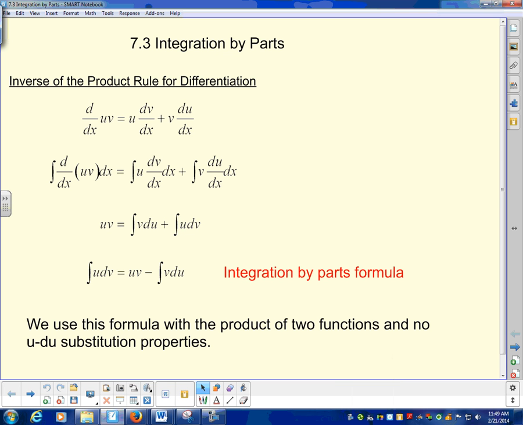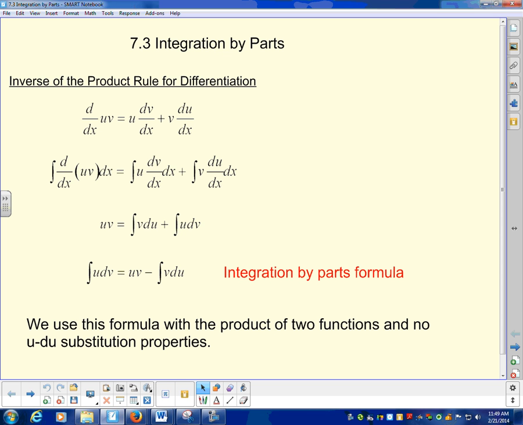Okay, so integration by parts will reverse the product rule, and we use integration by parts when you have a product of two functions, like the integral of x cosine x, or the integral of 3x e to the 2x power. So anytime you have a product of two functions.